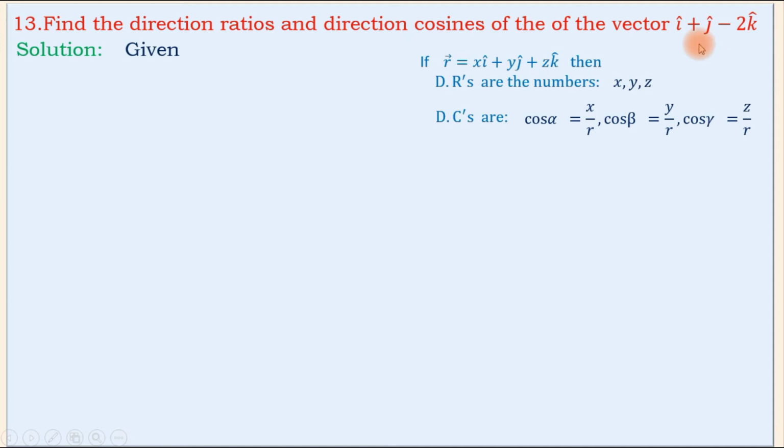Here r is the scalar, that is magnitude of vector r. So given vector can be taken as r vector equals i cap plus j cap minus 2 k cap. Find out magnitude of vector r, that is scalar r.